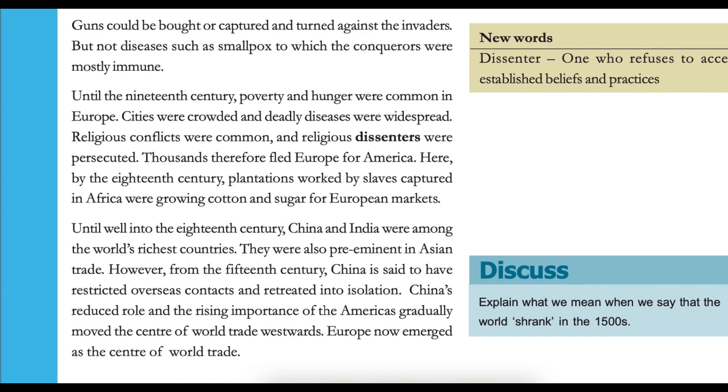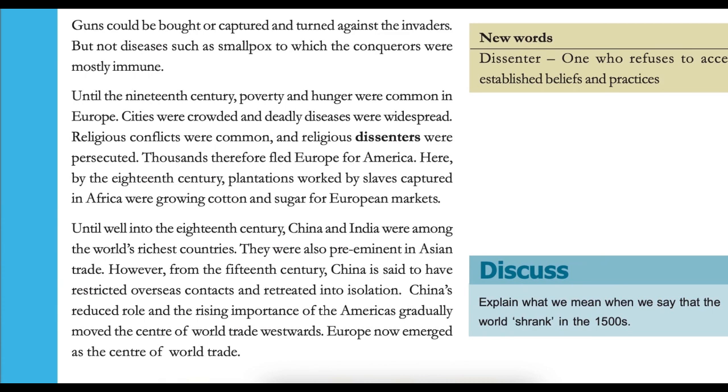Cities were crowded and deadly diseases were widespread. Religious conflicts were common and religious dissenters were persecuted. Thousands therefore fled Europe for America. Here, by the 18th century, plantations worked by slaves captured in Africa were growing cotton and sugar for European markets.